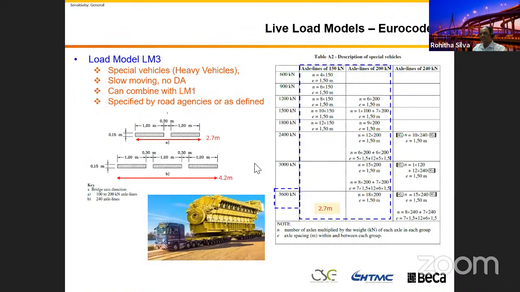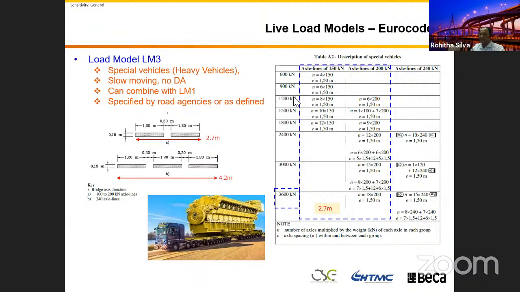Then the third one is LM3. LM3 is the load case defined for special vehicles, heavy vehicles. You can see the similarities. The Eurocode is designed for a continent, with various road types and locations, so they use various kinds of heavy vehicles to cater for that. They define from smallest to largest. The smallest heavy vehicle category is 600 kilonewton against 3,600 kilonewton. Different approaches in different countries. Please don't compare.